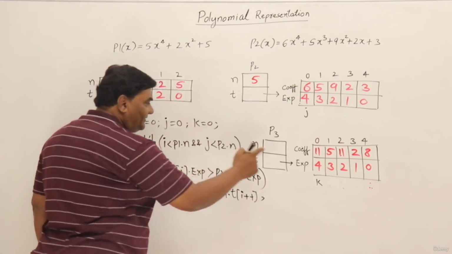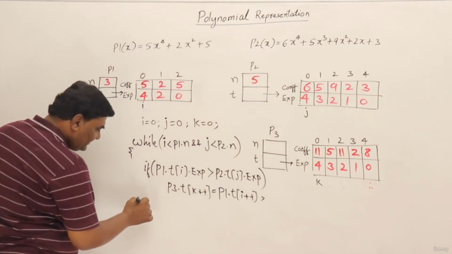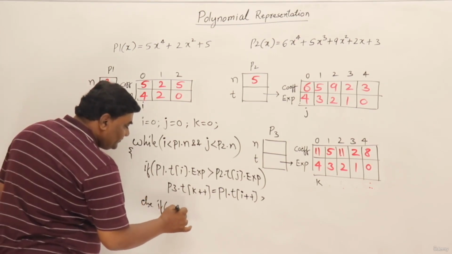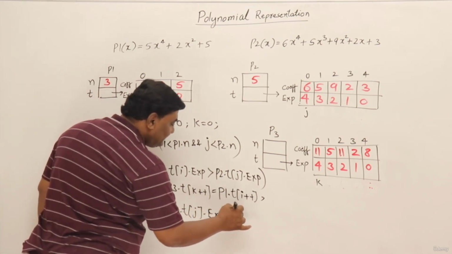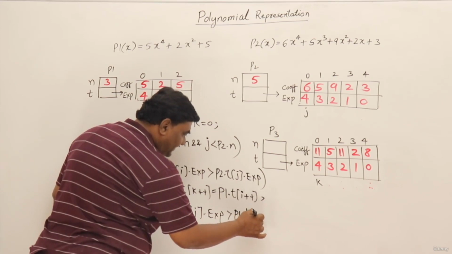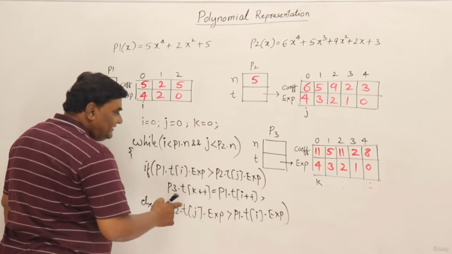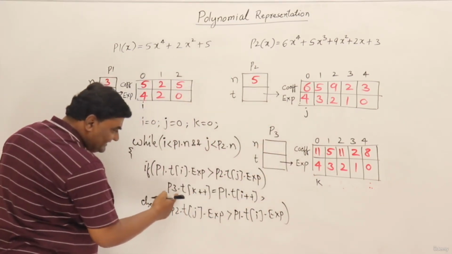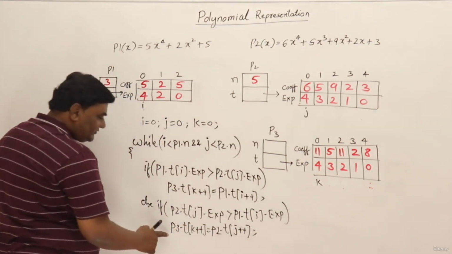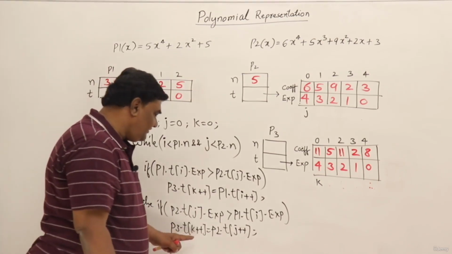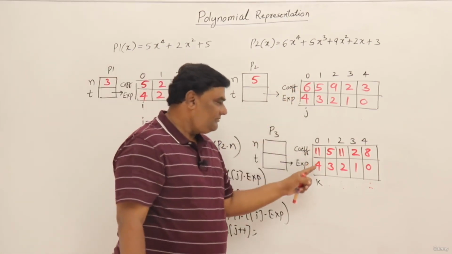If this was greater, we copied this one. If that one is greater, we'll copy that one. So I should write on the condition here, else if P2 dot t of j's exponent is greater than P1's t of i dot exponent, if that one is greater, then copy this term in this one. So just like same statement, instead of P1 I should say P2 and j plus plus. So here I have written, that is in P3 of t of k plus plus, copy P2 dot t of j plus plus. So this term will be copied here.